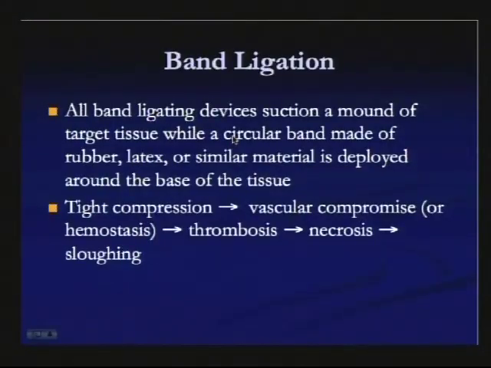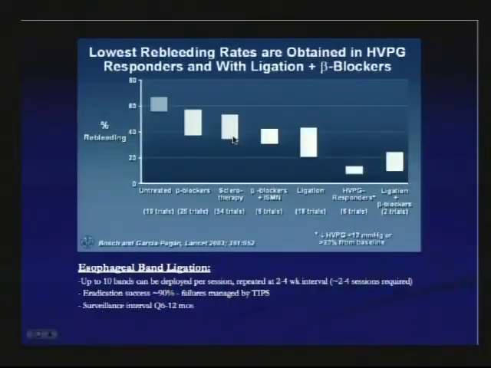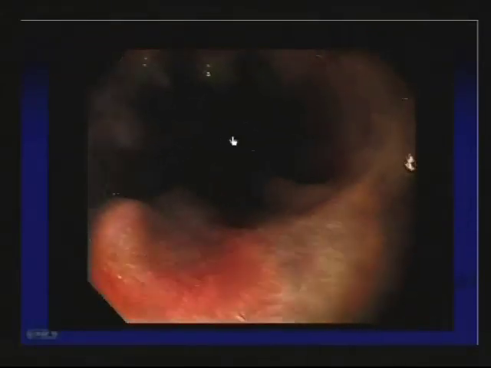Band ligation, we have a tip that is mounted on top of the endoscope. We suck the tissue into it, and then we apply rubber bands. Usually causes vascular compromise, thrombosis, necrosis, and eventually sloughing. This is how it works, and I'll show you a quick video of it. These are high-risk varices, grade 2. Red whale markings, and hemocystic changes.